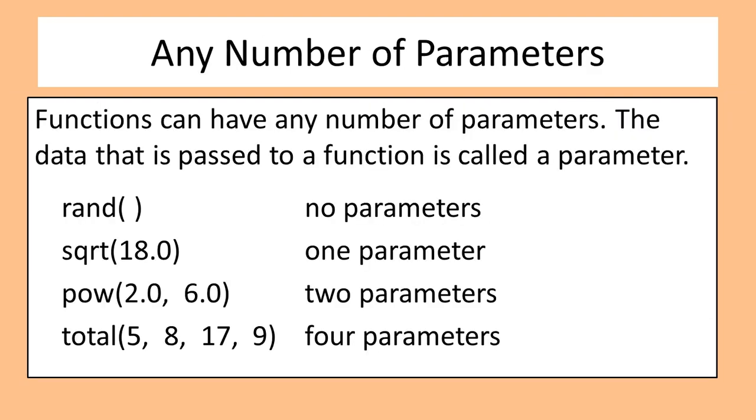Functions can have any number of parameters. The data that is passed to a function is called a parameter. For example, rand has no parameters. Square root has one parameter. Pow has two parameters. Total has four parameters.